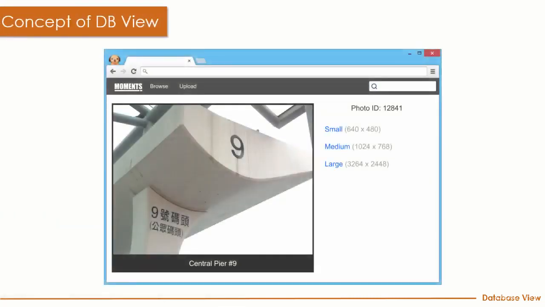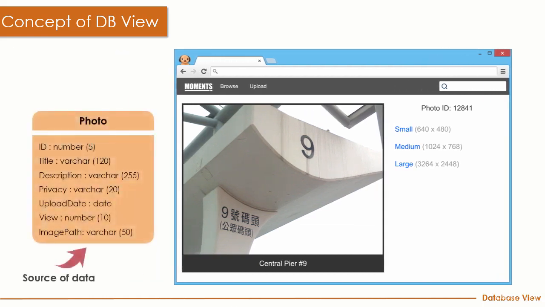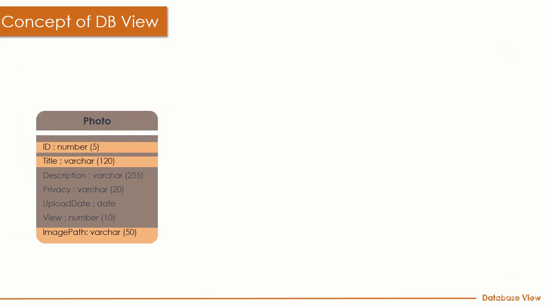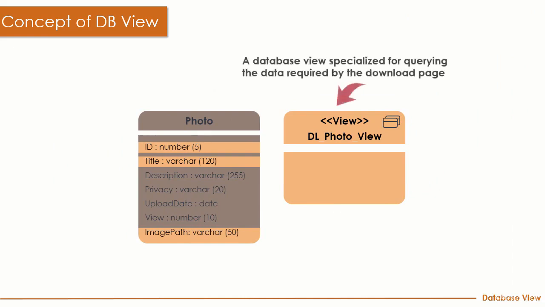Let's talk about the concept of database view first. Look at the photo album software we're going to build in this training. We have the photos showing, which you can imagine come from the photo table, and we just use three columns. The first is the photo ID, the second is the title of the photo, and the third is the photo itself. We just need three columns, so we don't need to query all the columns.